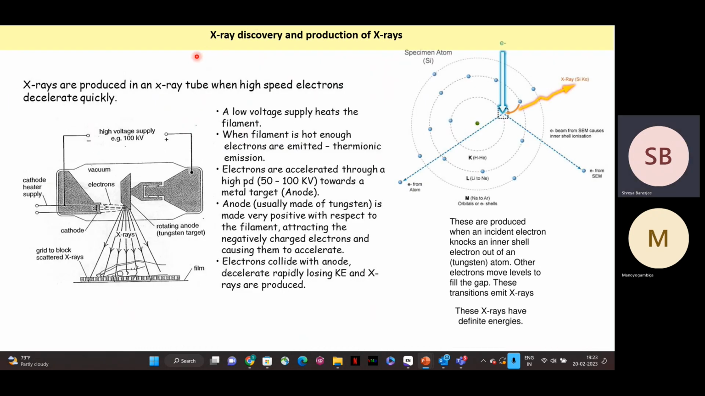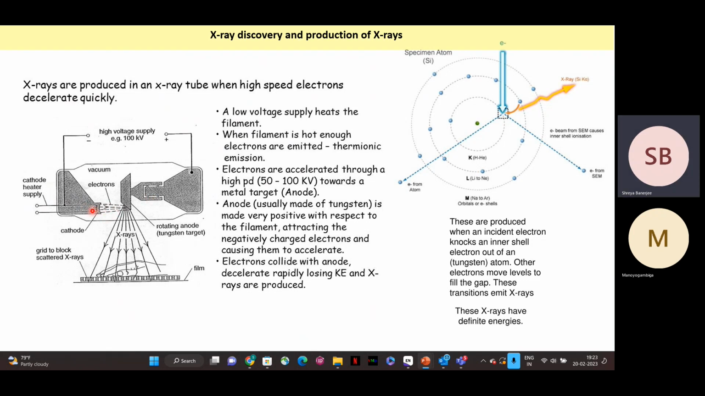So now we will briefly talk about X-ray discovery and production of X-rays. So how are X-rays produced? Basically, this is called a cathode ray tube, where a voltage is applied to this filament. This voltage is heating up the filament, and when it is hot enough, electrons are emitted. This is called thermionic emission.